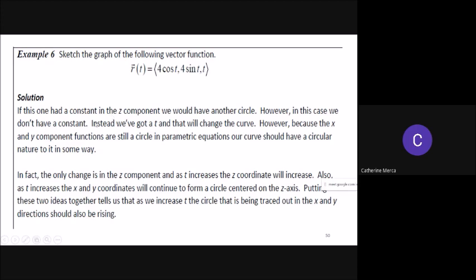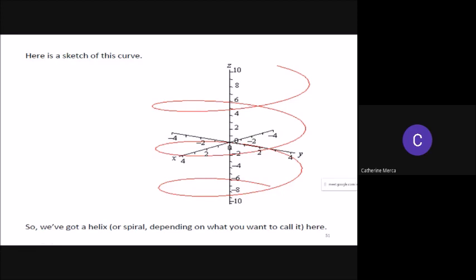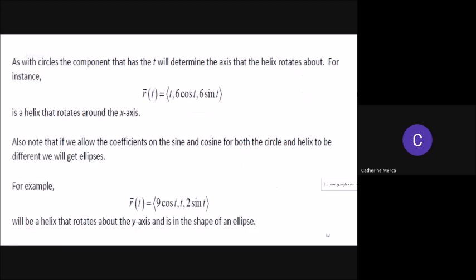However, because the x and y component functions are still a circle in parametric equations, our curve should have a circular nature to it in some way. What would it look like? Let's see. Here it is. Actually, we have a helix or spiral, depending on what you want to call it. Sometimes you call it helix, sometimes you simply call it a spiral. So that is the graph of the curve. There are other examples. This one, you can take a look at later on.